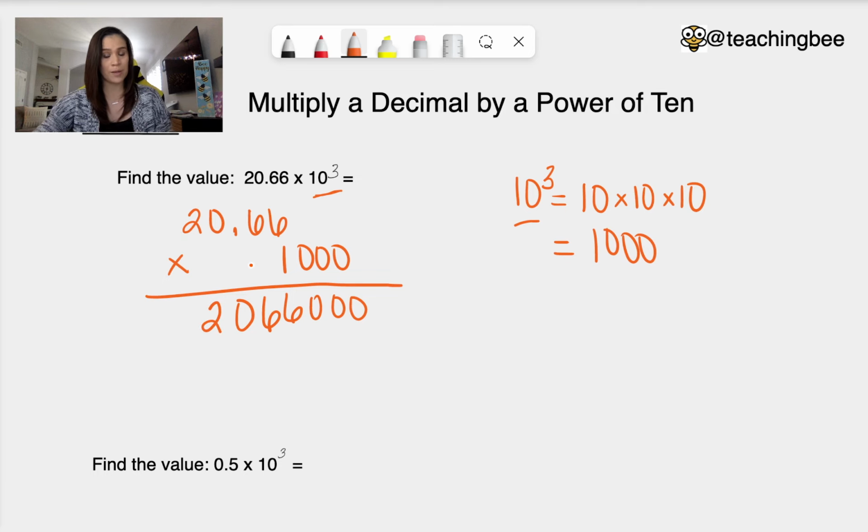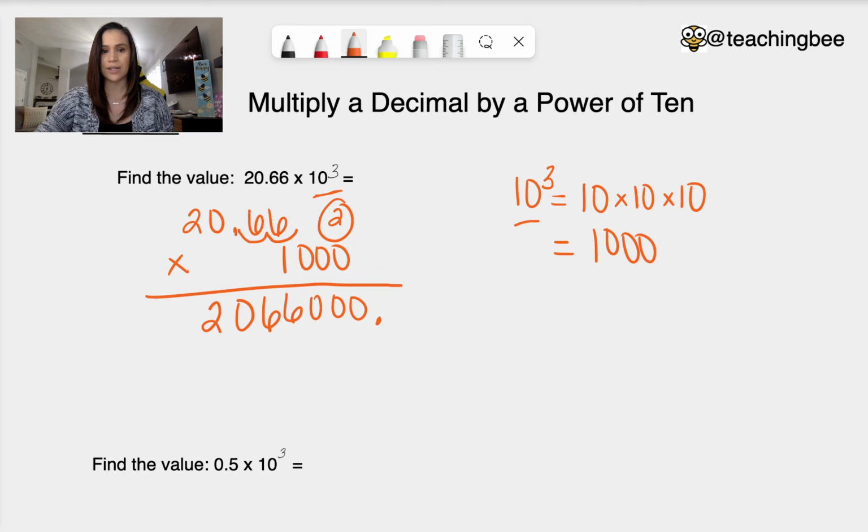So we haven't forgotten about the decimal. Now that we have our answer down here, it's not complete. We need to see how many units it took us to get to our 20.66 from a whole number. So we took 2 units to the left, 2 jumps to the left to get our decimal. In our answer, there's always a decimal at the end of the whole number. We just never put it there because it's not necessary when it's a whole.